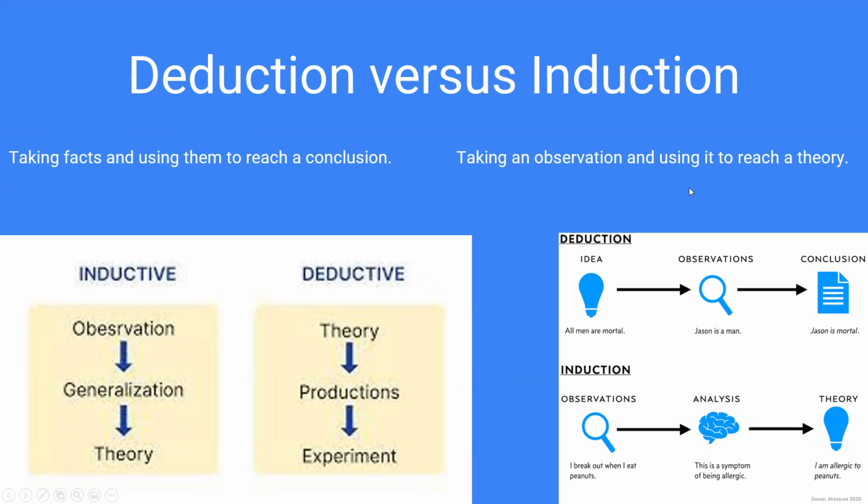Induction, on the other hand, is a little different. It's where we take an observation and then use it to reach a theory. Induction is more closely related to making inferences. So, for example, if we see that a bear hibernates in the winter, then we can infer that most bears will be hibernating during the winter. I have some additional examples in the pictures below, but that is the key difference between deduction and induction.